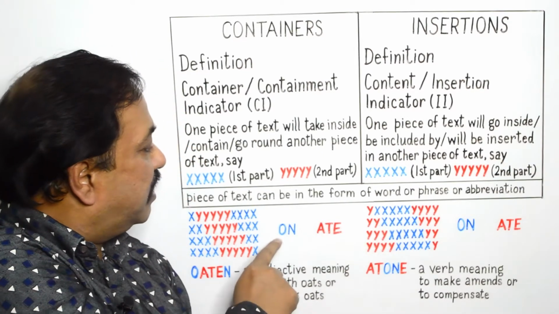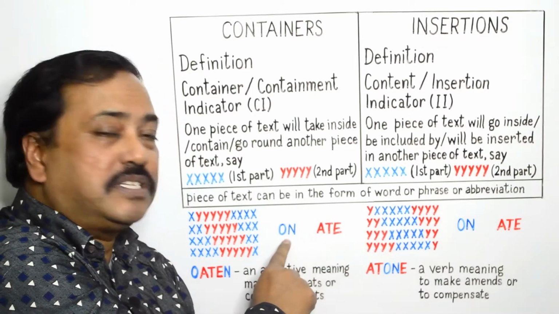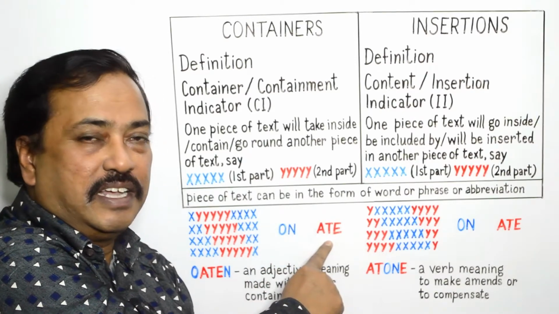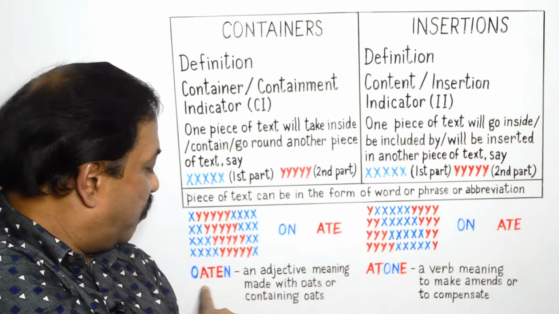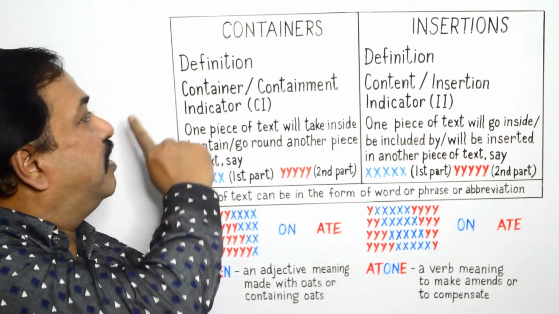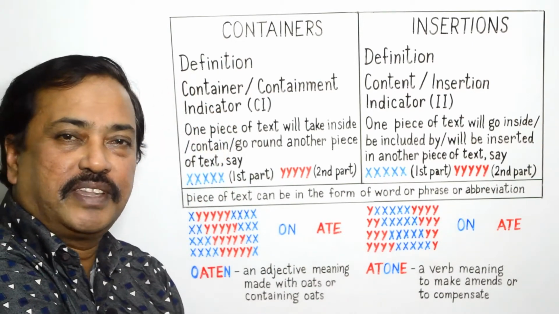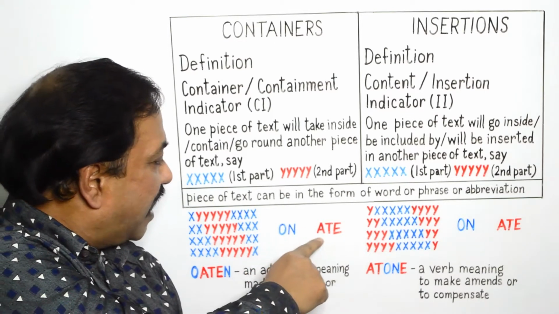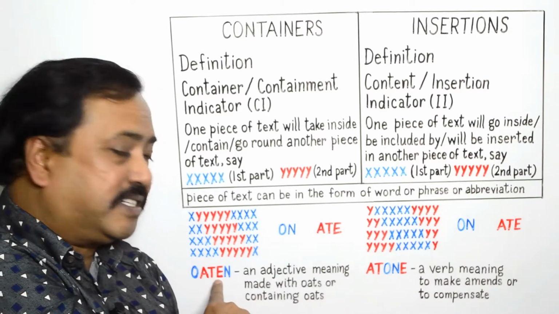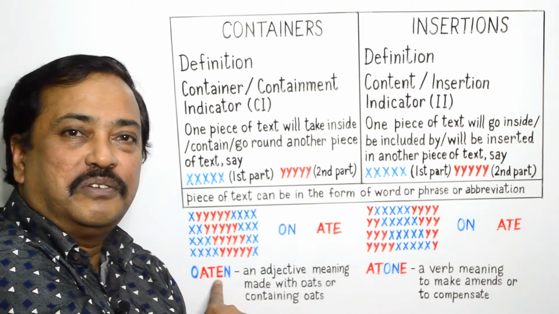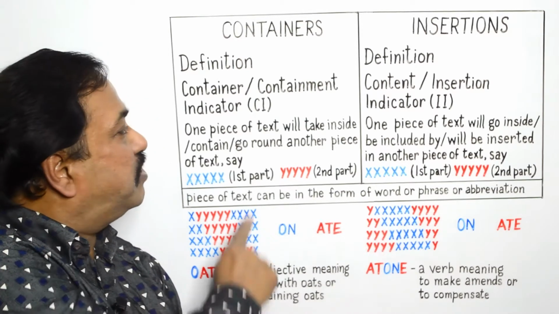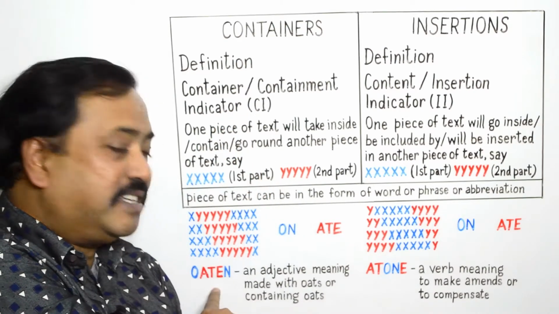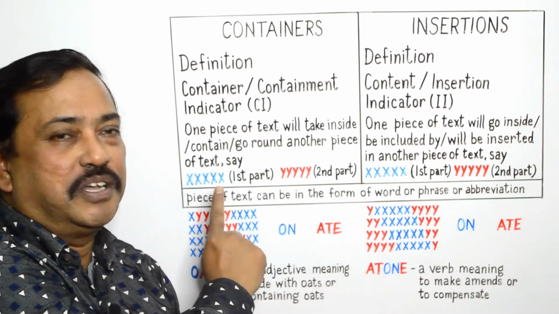Now, suppose we get two words, the first part is ON and the second part is 8. And we get a word OCTEN, which happens to be a synonym of the definition. So we see ON has taken inside 8. Why? Because of the container indicator. This has happened. So this is a container clue.